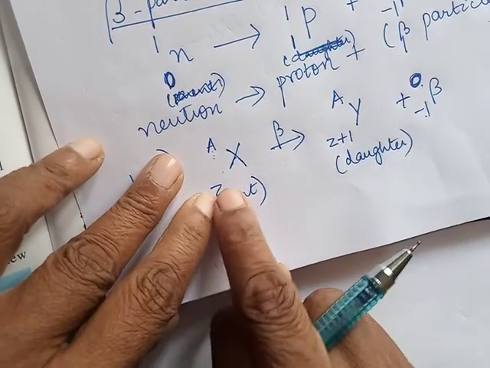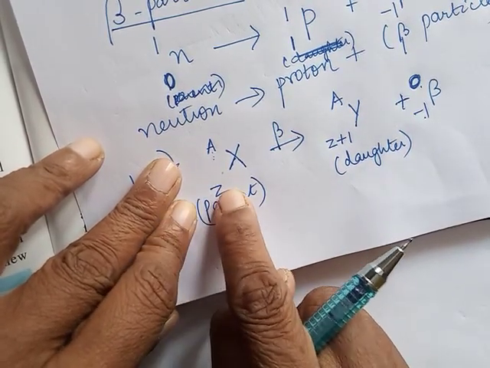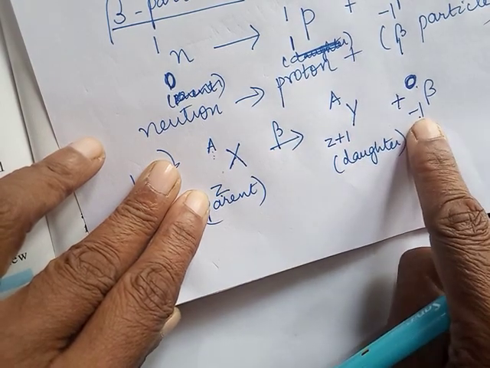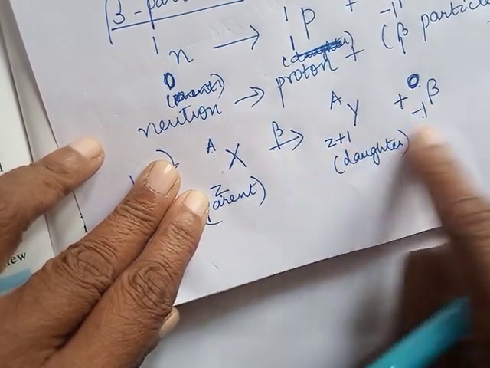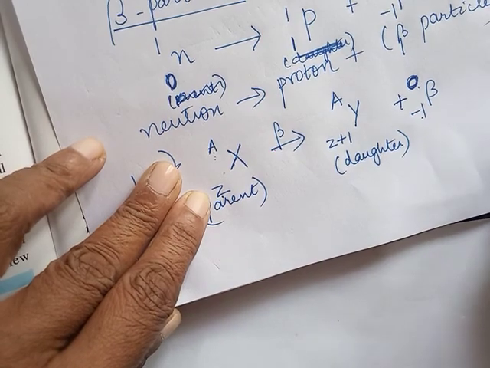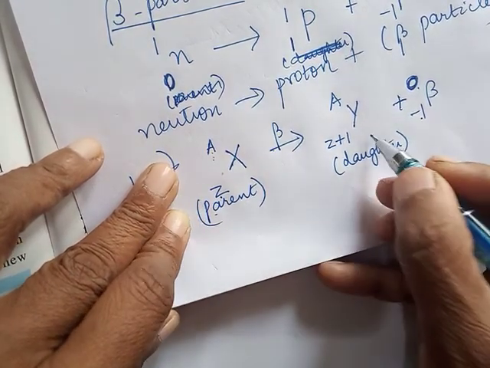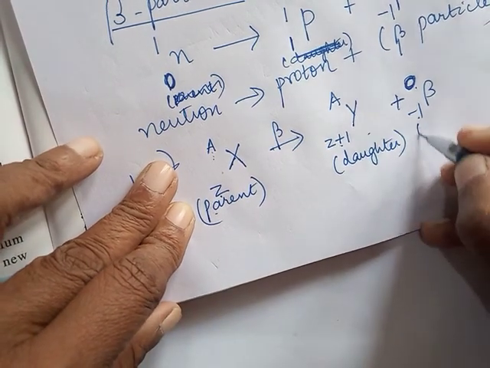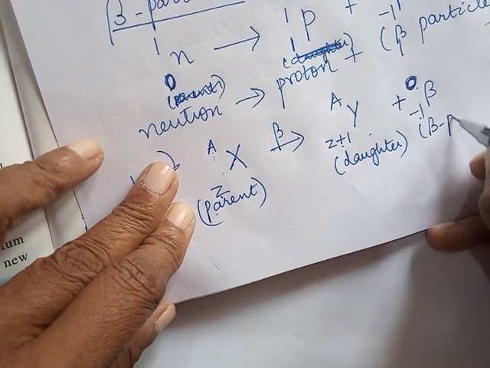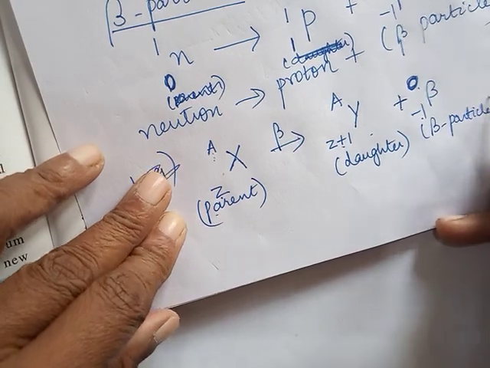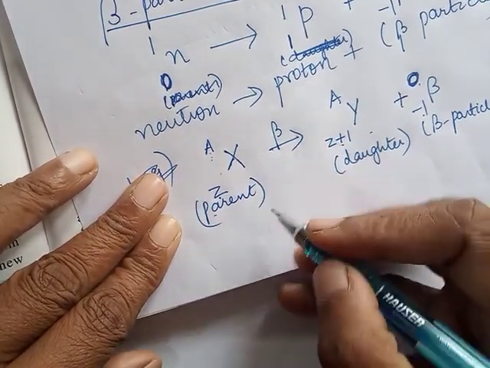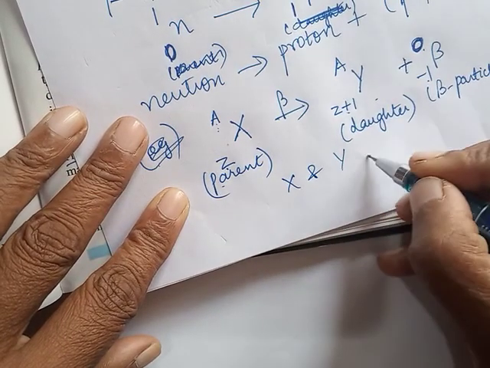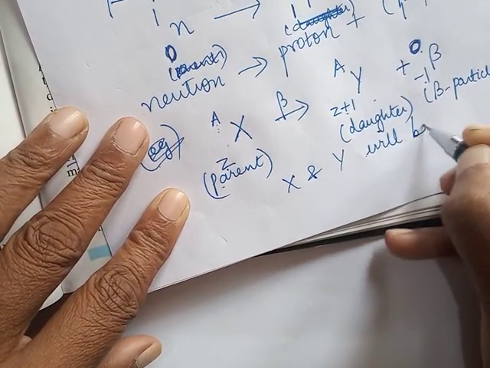Okay, on the left hand side, total atomic number is Z. On the right hand side, to get it as Z, I have to put plus 1. Then only when I add these two together, Z plus 1 minus 1, I'll get Z and they will be balanced. Is it clear? So this is the beta particle. This is how it will look. And X and Y both will be isobars. X and Y will be isobars.